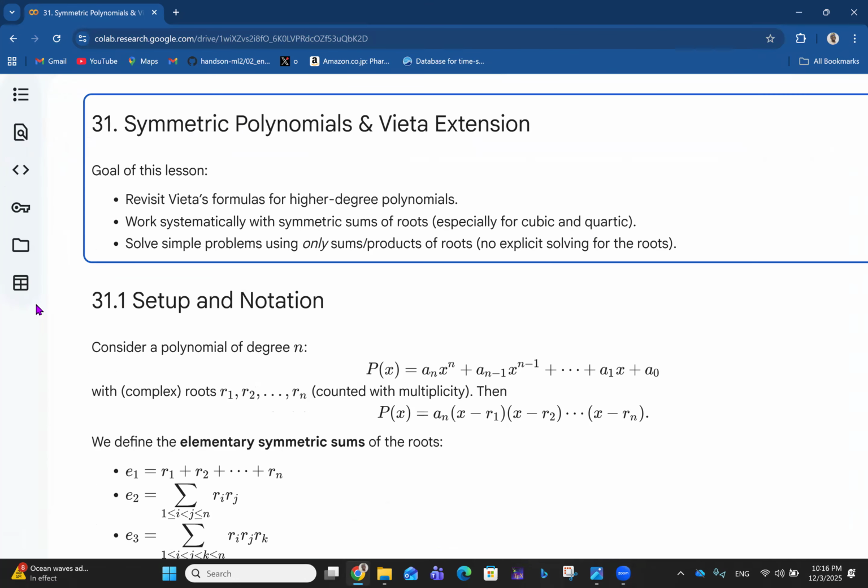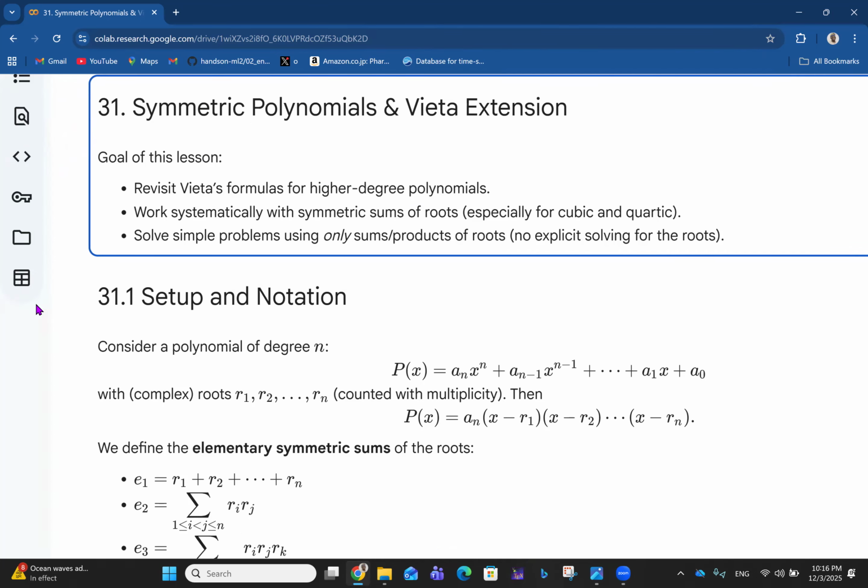So the goal of this lesson will be to revisit Vieta's formulas for higher degree polynomials. Back then we considered Vieta's formula for quadratic polynomials. I think we looked at third degree a bit, but we didn't do so much with it. We really went all out about quadratics. Then we also work systematically with symmetric sums of roots, especially for cubic and quartic polynomials. Then we'll solve simple problems using only sums and products of roots, no explicit solving for the roots. And that's the essence of the Vieta formula.